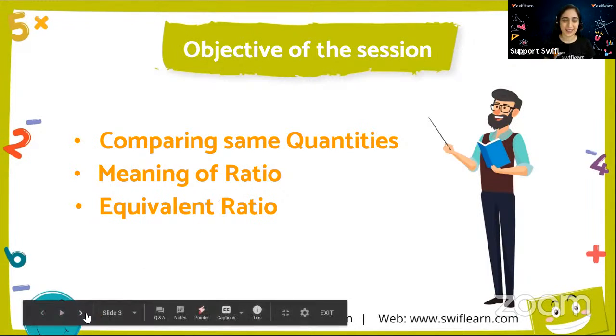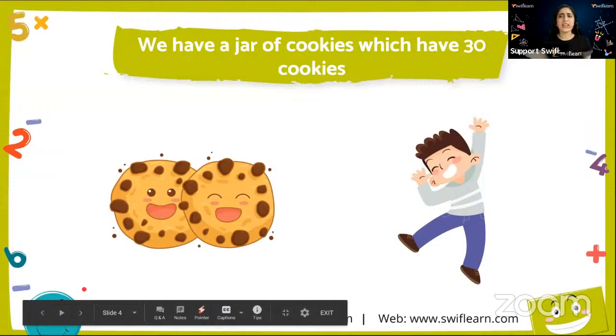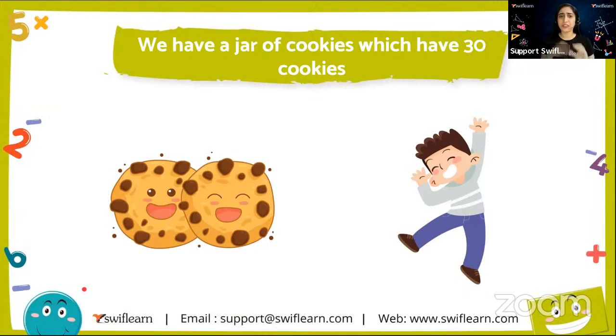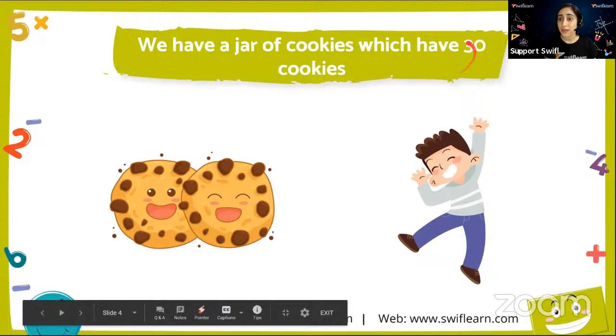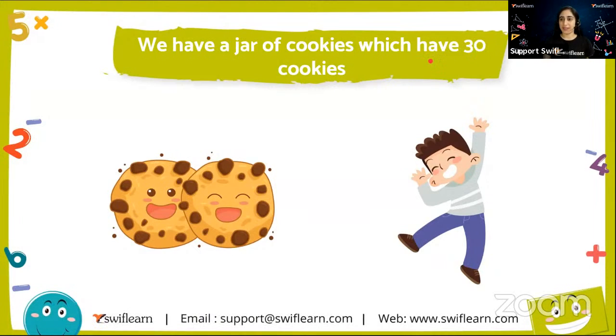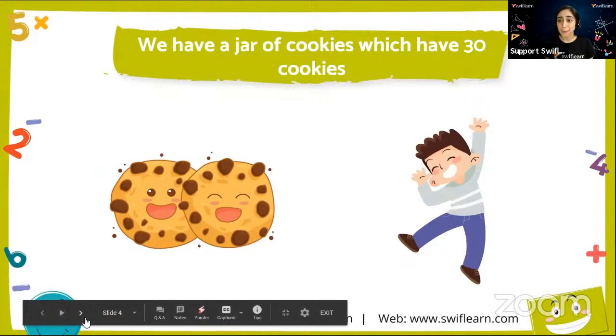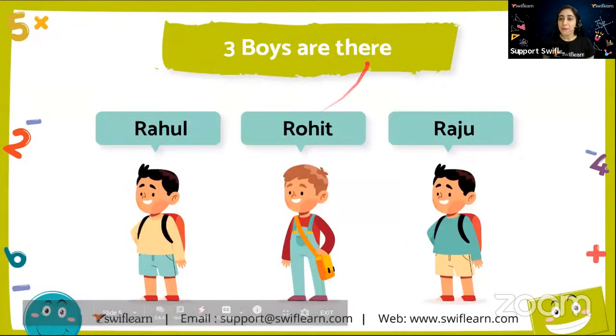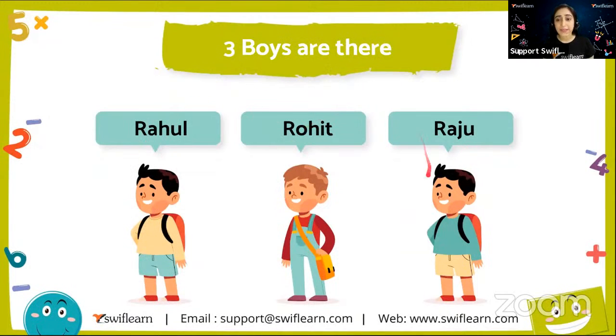Before telling you what ratio and proportions are, let me give you a situation. Suppose there is one big jar and it has 30 cookies, yummy cookies. There are three boys there. The first boy's name is Rahul, the second is Rohit, and the third is Raj. They are three friends or brothers who are together and want to eat those cookies.